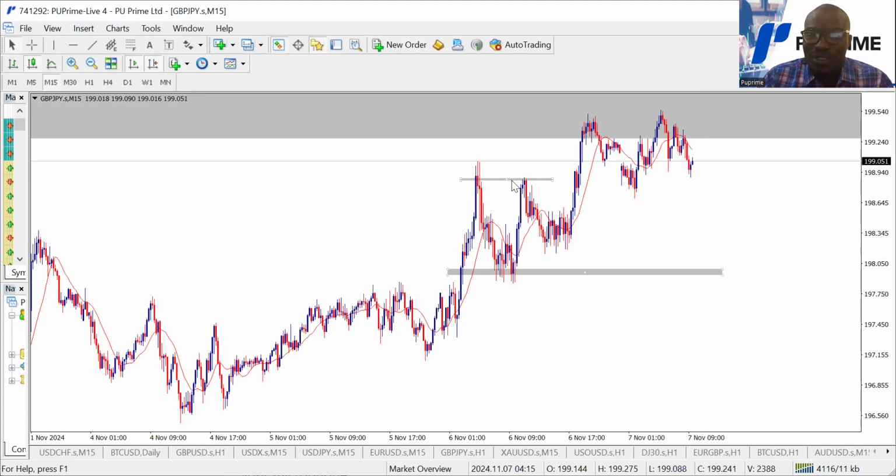I was analyzing this. We still need more push to the downside. So we have the market break this level and also this level has been broken. Well, I would have said we should take a sell stop order for GBP/JPY. Hopefully, we could take a sell stop around here.